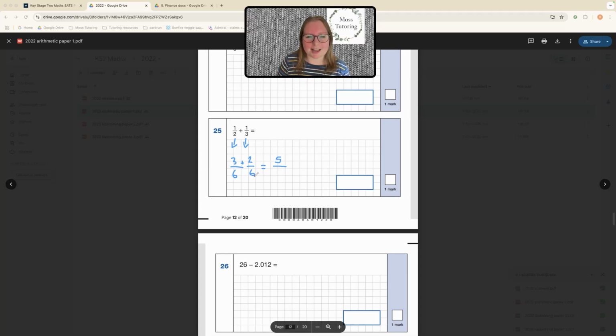We don't need to add those, so they always stay the same when you're adding fractions. To make that 5/6, I need to make sure we write 5/6 in the box. So well done if that's the answer that you got.